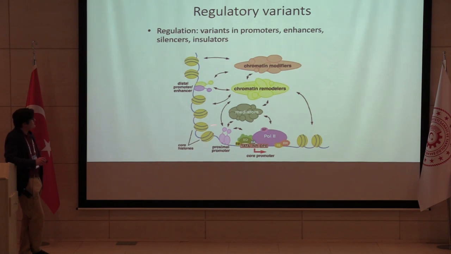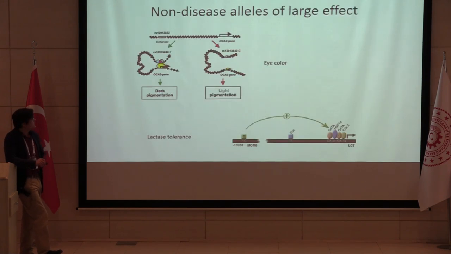You have promoter sequences, you have distal enhancer sequences, you have insulators, you have silencers, you have a whole bunch of different things, right? So this is all regulatory machinery, and this is probably where the action is. How do we know this works for human genetics? We have very few examples where we know what's happening, right?